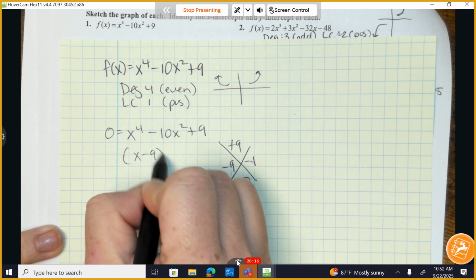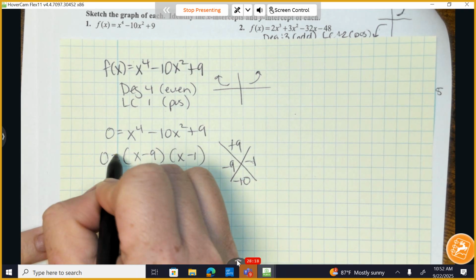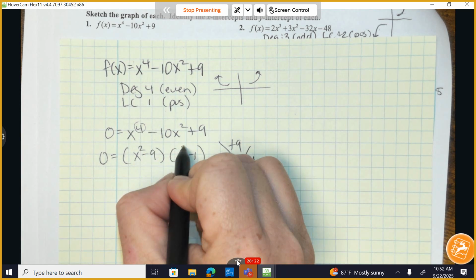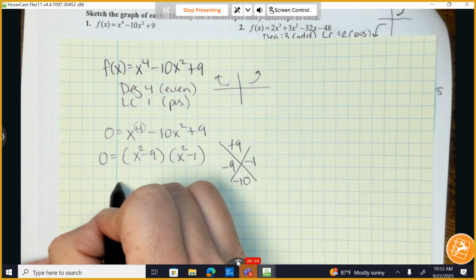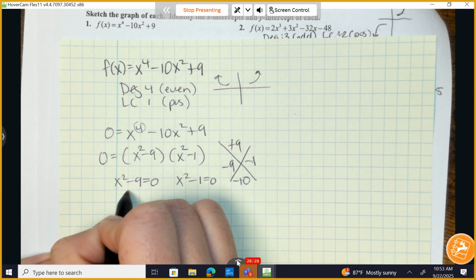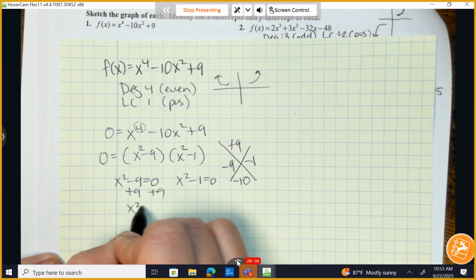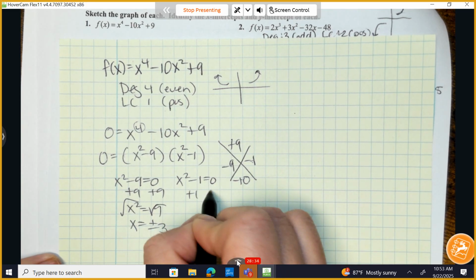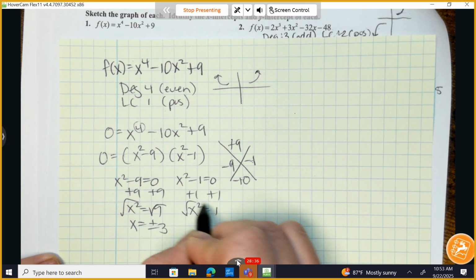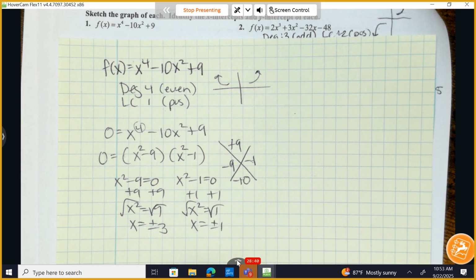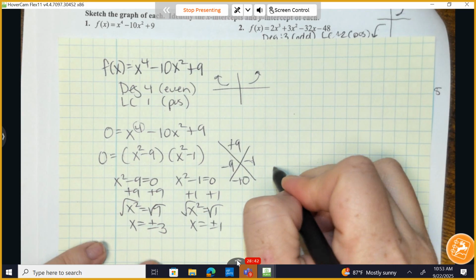So x minus 9 and x minus 1, and here's where a lot of students make a simple mistake. Remember, this has to be divided evenly to get x squared and x squared. Taking each one of these, setting it equal to 0, and solving. And here I have my 4 different solutions, or zeros, or x-intercepts.